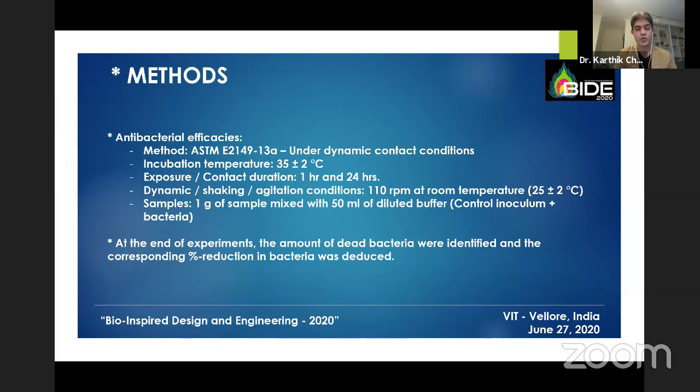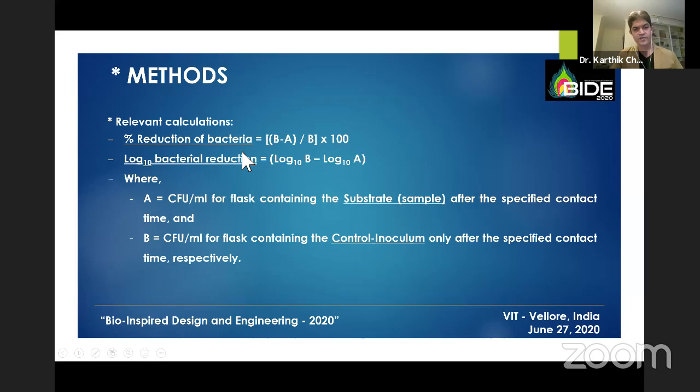So the corollary of that is, at the end of the experiment in antibacterial efficacy testing, the amount of dead bacteria is identified, and then its corresponding percentage reduction, as they call it, which means how much bacteria has died because of the interaction, is deduced. The relevant calculation is like this: you have an initial concentration of bacteria, which they refer to as colony forming units per ml. That is the unit that they use to represent it.